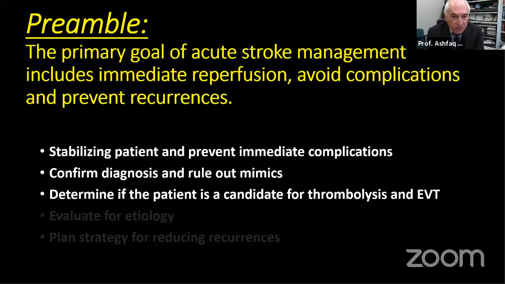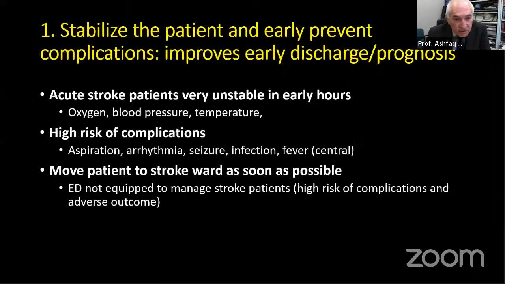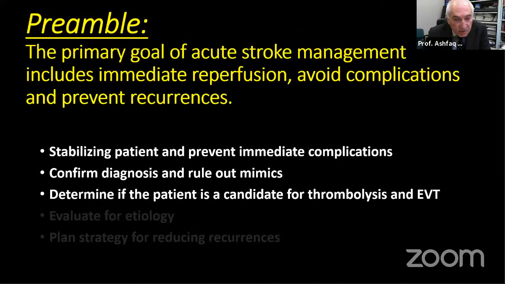Right? So you want to make sure that your imaging is utilized not only to see if the tissue is healthy or not, but you also have to exclude the mimics because you don't treat mimics with TPA, right? And as you're doing that, your imaging is also important if you want to determine whether the patient is a candidate for thrombolysis or for a thrombectomy. And all of this is important and has to be done very quickly.